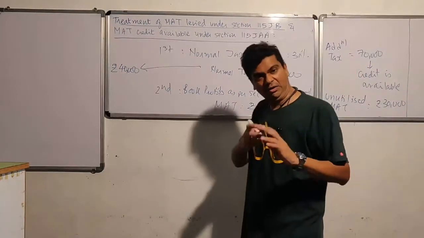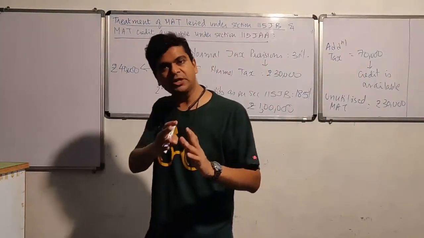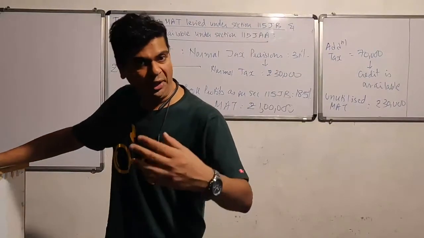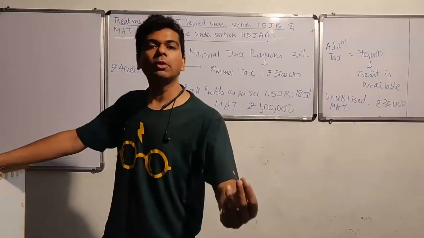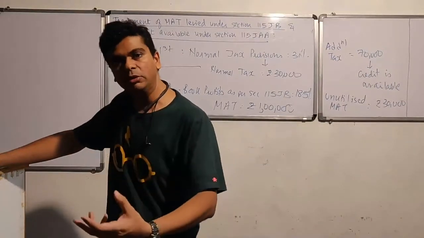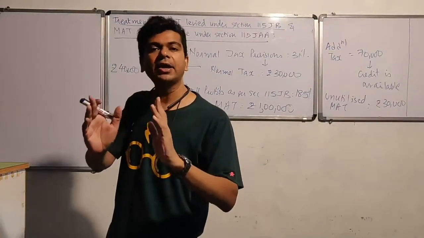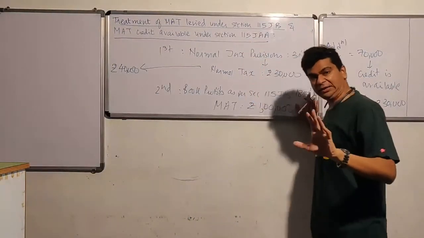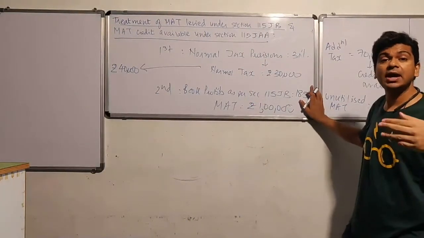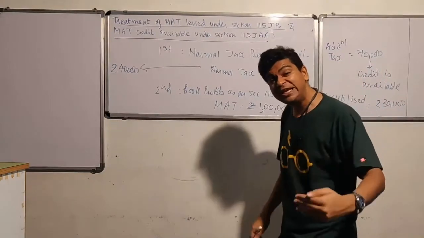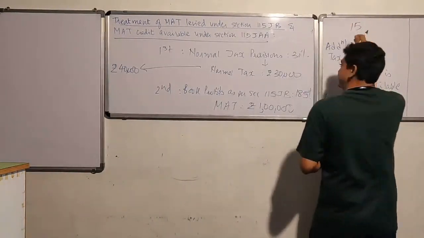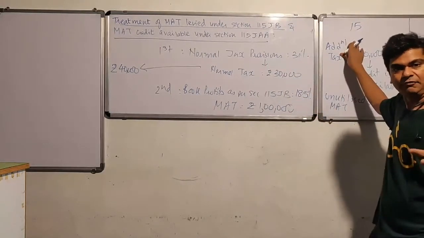This MAT credit of 30,000 as per section 115JAA will be carried forward to the next year. In the next year also you will apply the normal tax provisions, find out the amount of tax, and then you can again carry out a set off. As per section 115JAA, this MAT credit can be carried forward for 15 assessment years. Yes, you heard me right. For 15 assessment years, I can carry it forward.